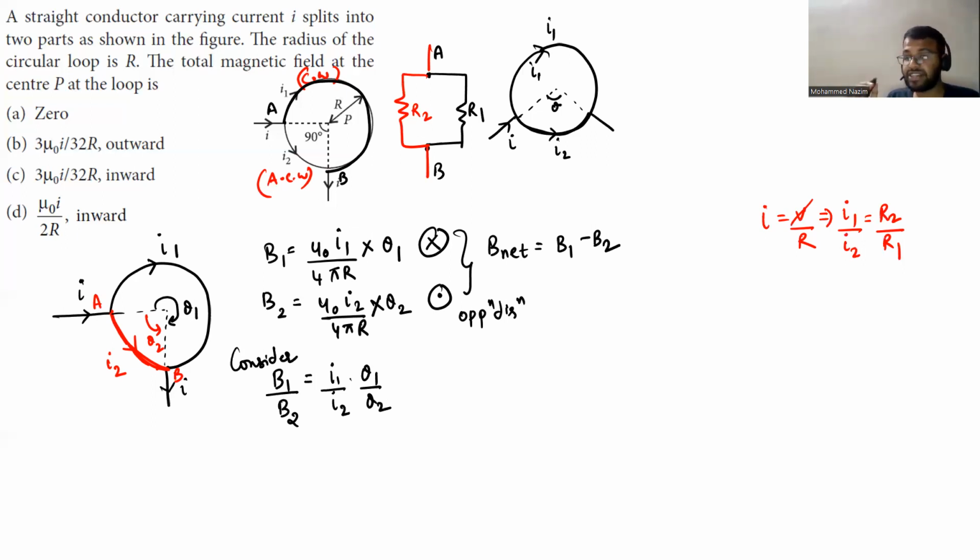Because they are in parallel, it's a general question: I1 by I2 will be R2 by R1. Now, how much is the resistance of a wire? Can you think what is the resistance of a wire? Yes, we know. Resistance of a wire is nothing but rho L by A.